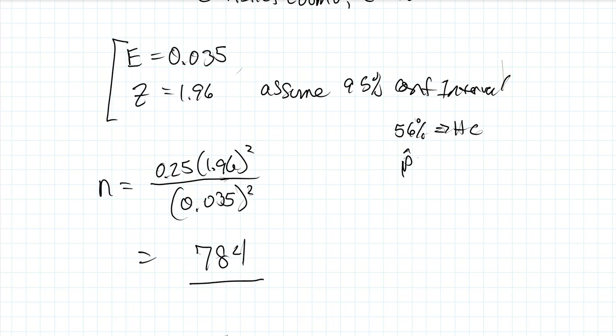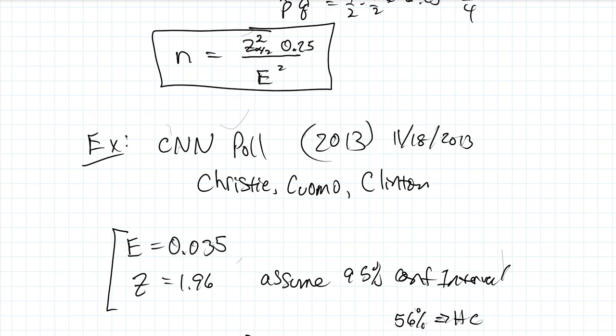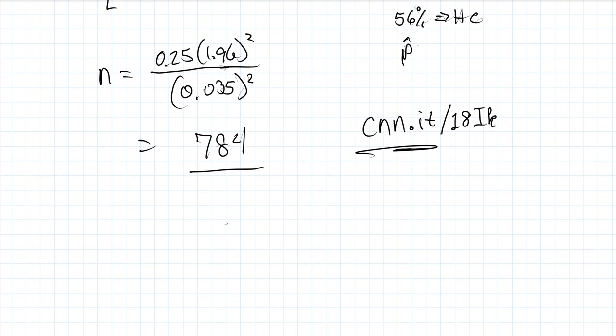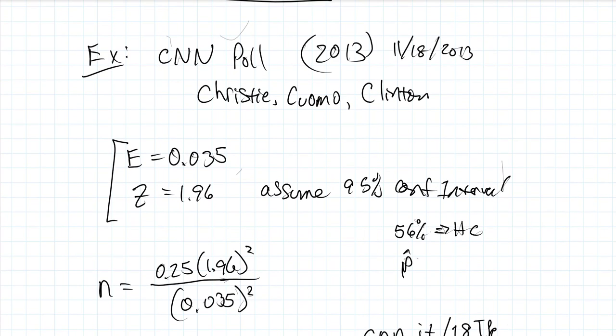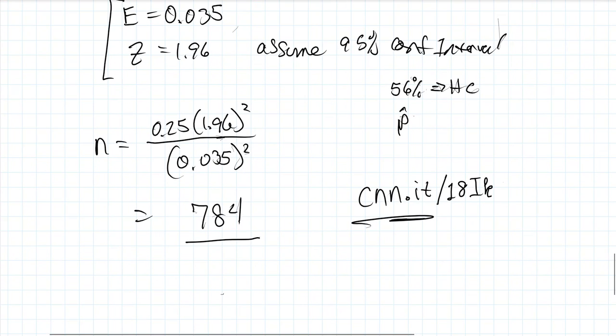So the article that presented and summarized this was located, this is a shortened URL, let's see if it still works, 18i, and then this is a k and a 2. So if you go in and Google 2013 Christie Cuomo Clinton presidential poll, you'll see this article that comes up on CNN. I'm not so sure that this link works anymore, but you'll see the article comes up, and it's about 800 that they had to sample to get that margin of error that they ended up with. I think they say they sampled, I think it's 800. I don't have it in front of me at this moment, but that gives you a feel though for how you can hit a desired margin of error.